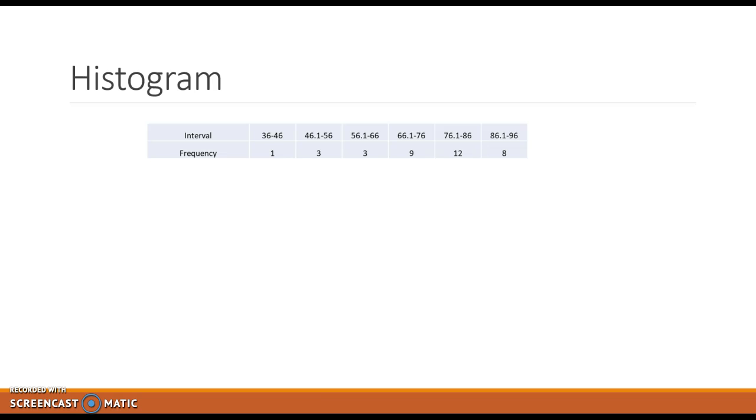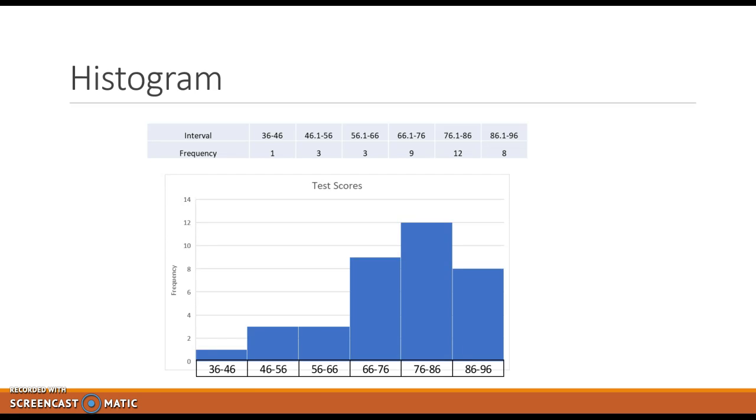So looking at these new intervals and frequency, we can create a histogram of this data. Notice in this histogram, there are no gaps between the bars or the intervals. It's a continuous line of data starting at 36 and ending at 96.